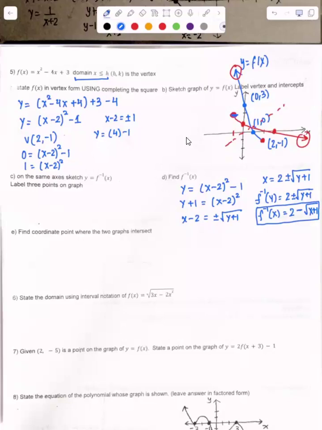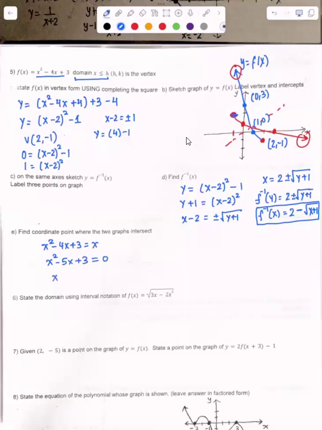Okay. Finally, it says find where the two graphs intersect. A function and its inverse can only intersect on the line y equals x. So you could pick either y, this guy, or 2 minus square root of x plus 1, and set it equal to x, because y should equal x, and you solve for x. So let's set x squared minus 4x plus 3 equal to x. It's quadratic. Bring it all to one side.